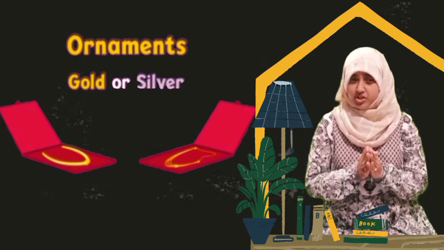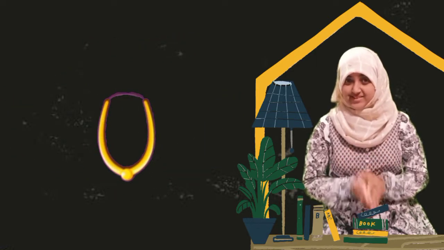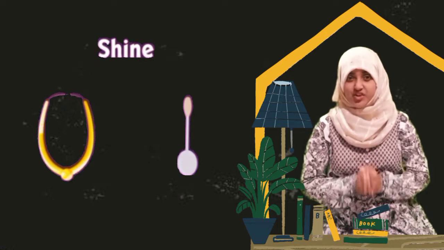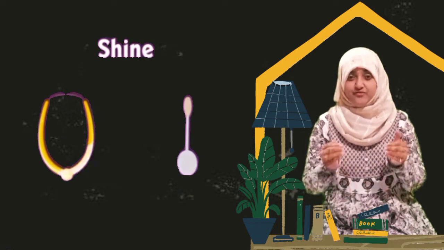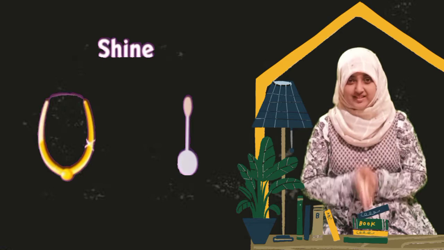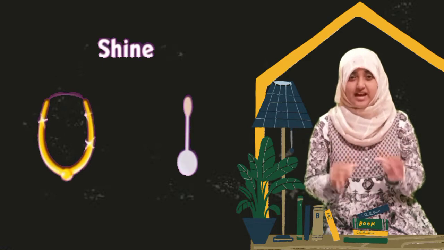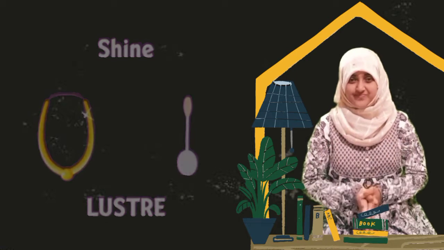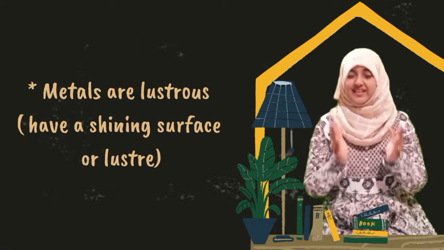Do these ornaments shine? Yes. Well, for that matter, take the example of the aluminium vessel at your home. Does it have a shine? Yes, it has shine. So this is the first property of metals, that is, the metals have a shining surface, which is called luster. So the metals are lustrous.